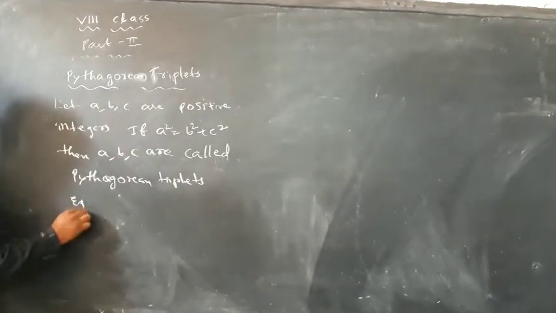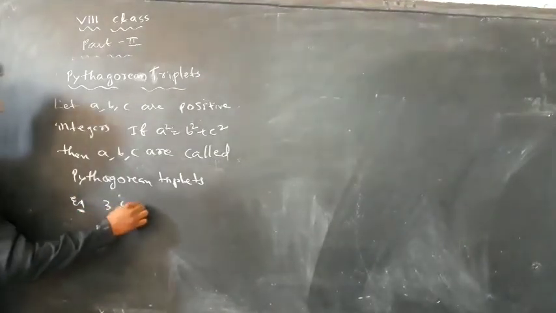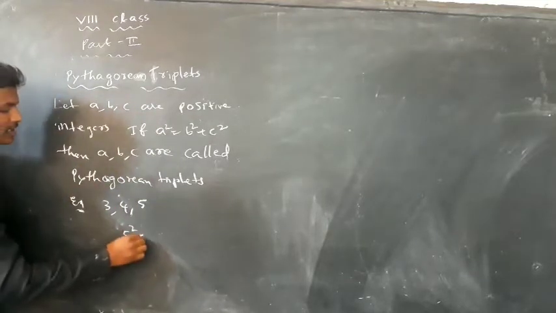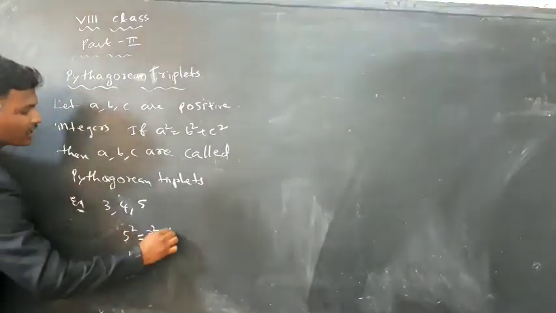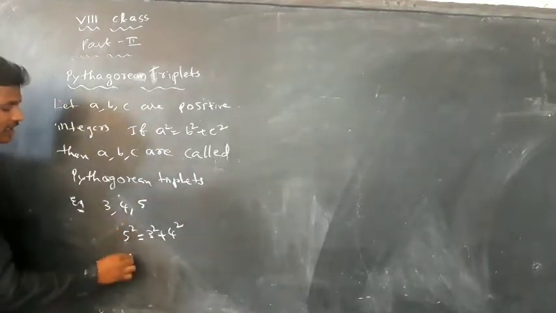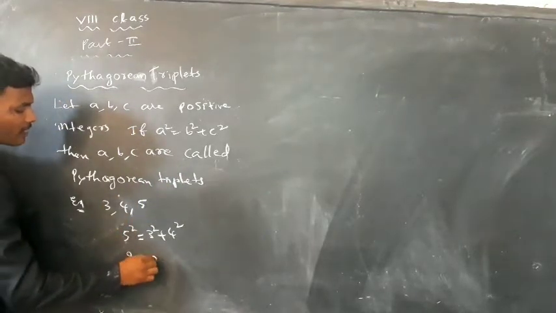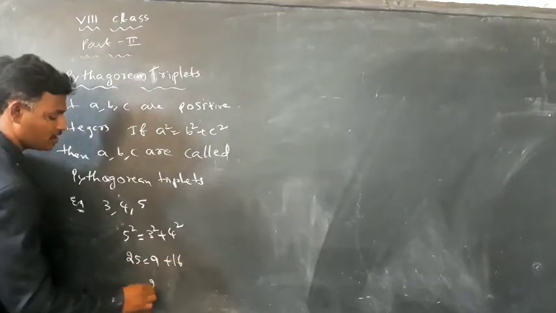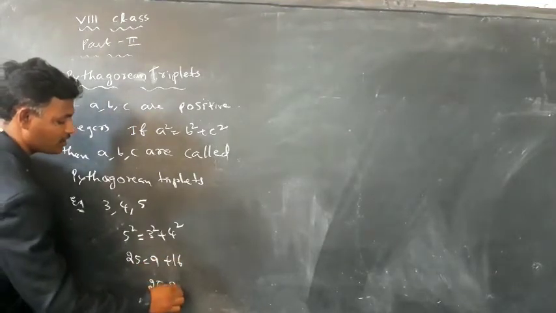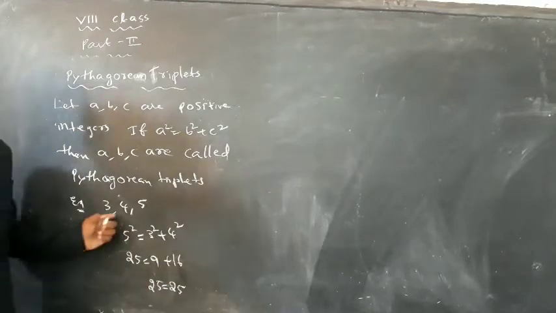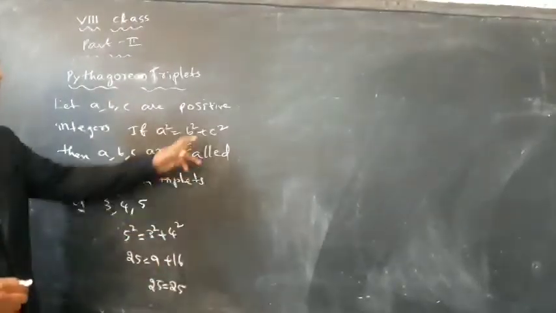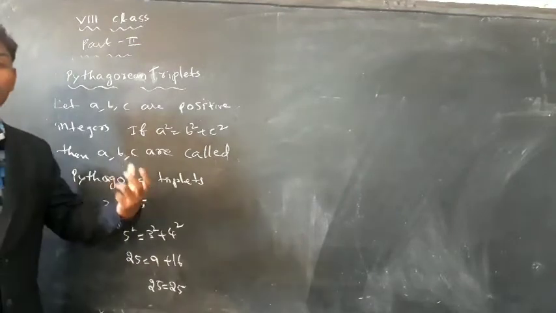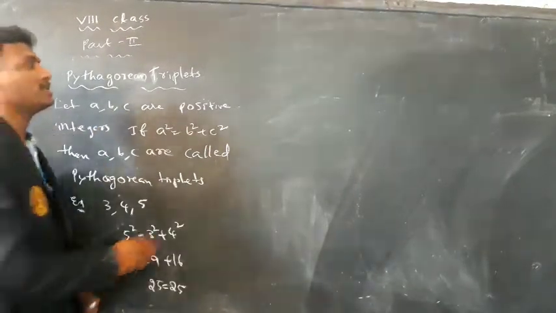Example. Here I took three numbers 3, 4, 5. What am I doing here? 5 square is equal to 3 square plus 4 square. 5 square means 25, 3 square means 9, 4 square means 16. So 25 is equal to 25. Here 3, 4, 5 satisfy the rule of Pythagoras, so 3, 4, 5 are called Pythagorean triplets. Let's see more examples.